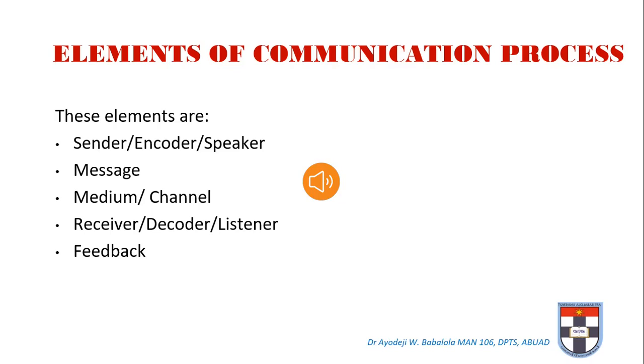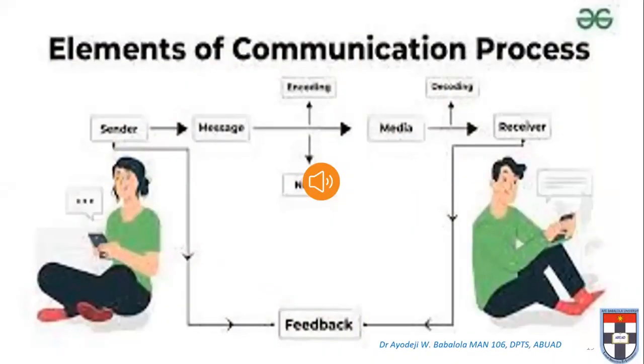Now, the communication process does not end there. The receiver needs to give feedback. The feedback will also pass through the same thing, through the channel, message, to the encoder. So it is when we have feedback that the communication process has been satisfied. So here we have the elements of the communication process in a diagram.